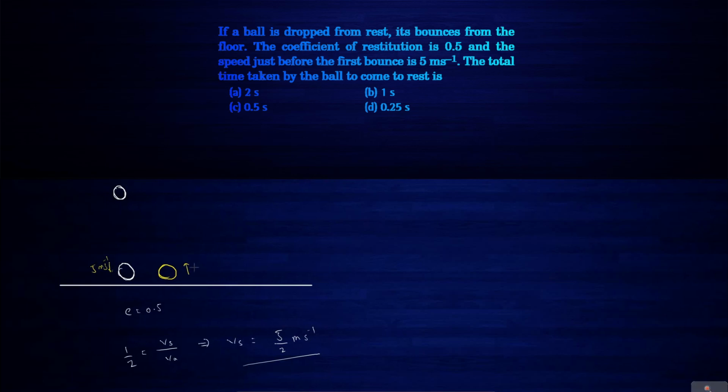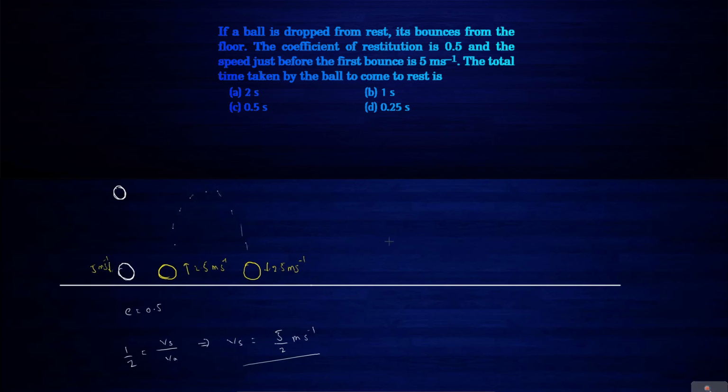Now consider this case where the velocity is 2.5 meters per second. It will go up, come to momentary rest, and come down. Then the velocity will also be equal to 2.5 meters per second, by conservation of energy. After this, this thing will go on.